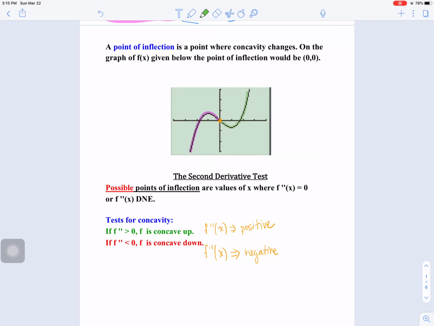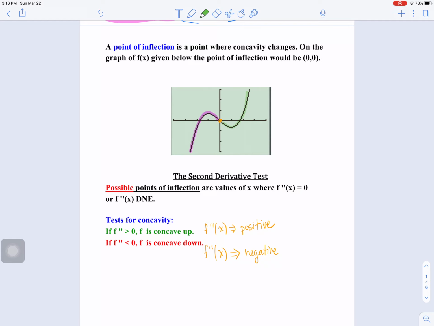The second derivative test will tell us the possible points of inflection where these changes take place. Those points are when the second derivative equals 0 or if the second derivative doesn't exist. So very similar to our first derivative test that tells us increasing, decreasing, or a relative extrema when it equals 0. It's kind of the same basic principle. We have a point of inflection where the second derivative equals 0 or the second derivative doesn't exist. Test for concavity.